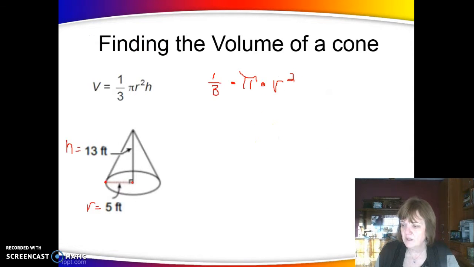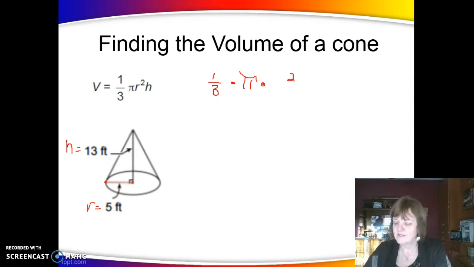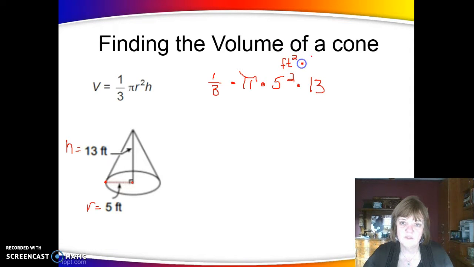Whoops, I wrote r instead of 5. Let's get the eraser out here and get rid of the r. There we go. So, we should have put 5 there, not the r. 5 squared. There we go. Times h, which is 13. And remember, this is feet squared times feet. So our final answer is going to be feet cubed. That's where that cubed comes from.